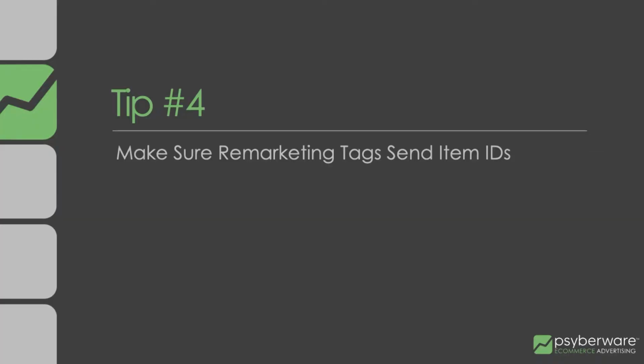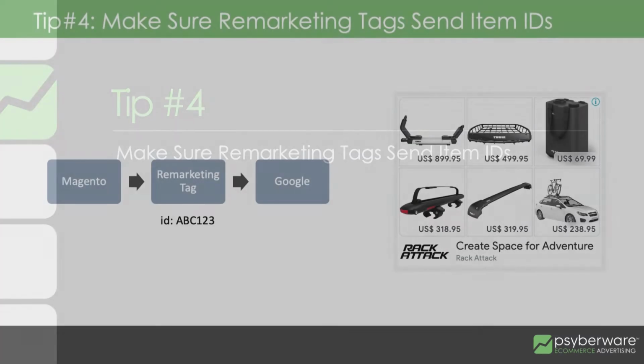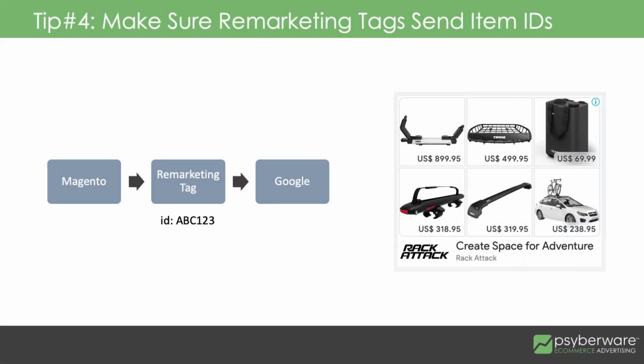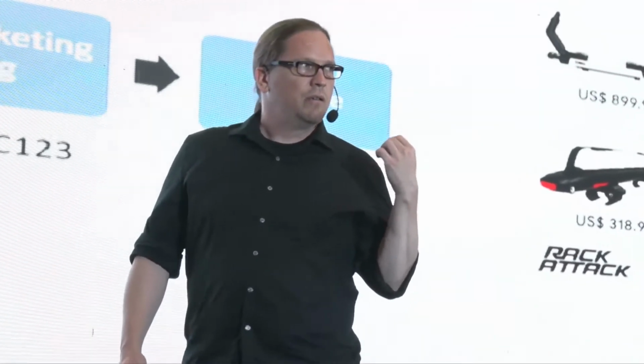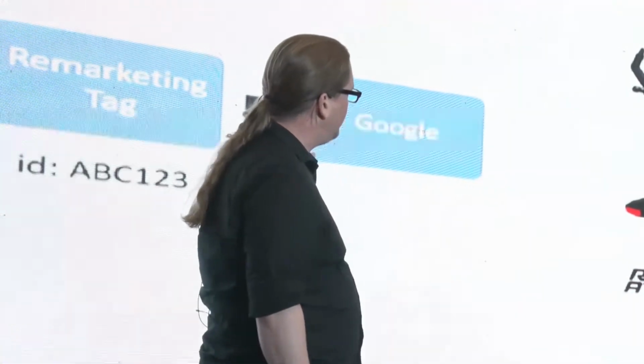Tip number 4. Make sure your remarketing tags send product IDs. So when you send a remarketing tag that's going to add a cookie to somebody's browser and associate them with your website, if you pass the IDs of the products that they're viewing on your site, Google's going to have the ability to show these dynamic product ads to that person later on.